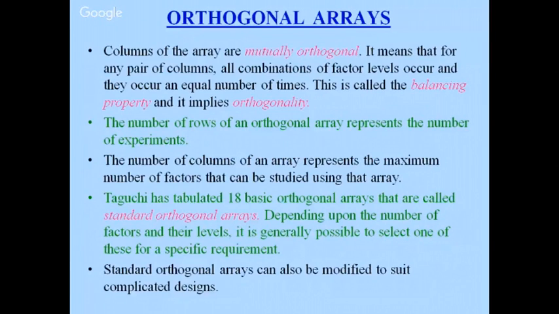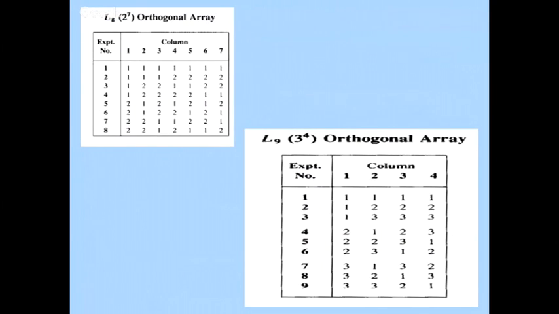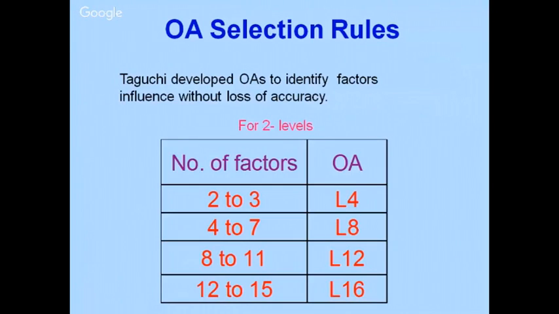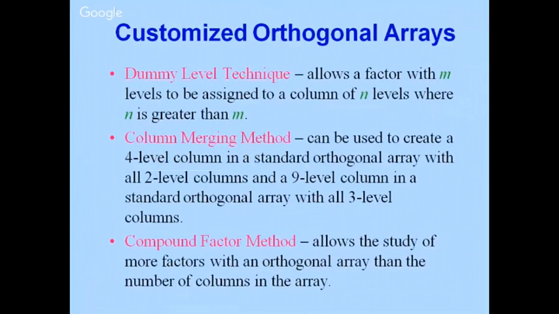I come to the second last point. Taguchi has tabulated 18 basic orthogonal arrays. So preferably they are to be used. They are known as standard orthogonal arrays. But it is generally possible to select one of these for a specific requirement. But you can modify these arrays also. Suppose your requirement is such, you can modify them. This I have shown you. First, I will cover that point, how we can modify them.